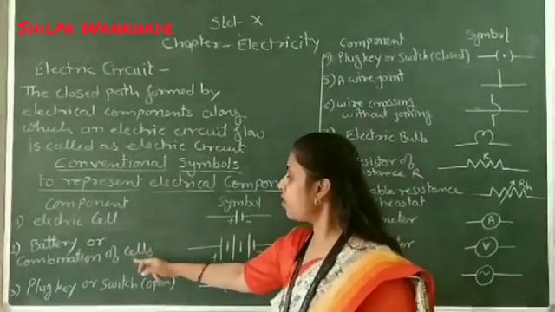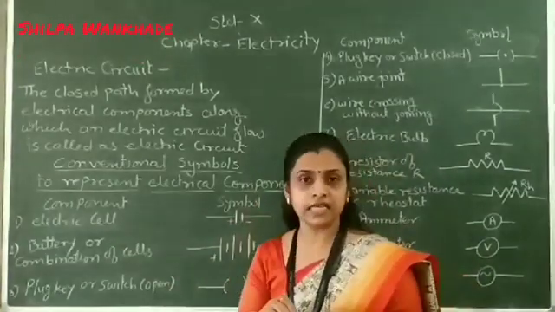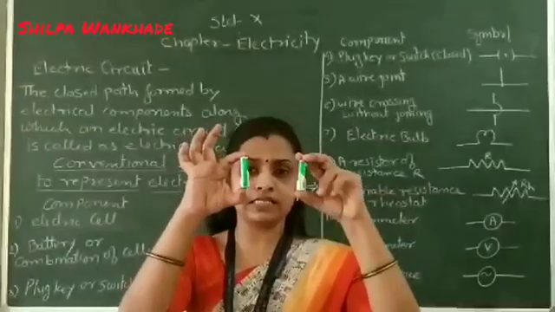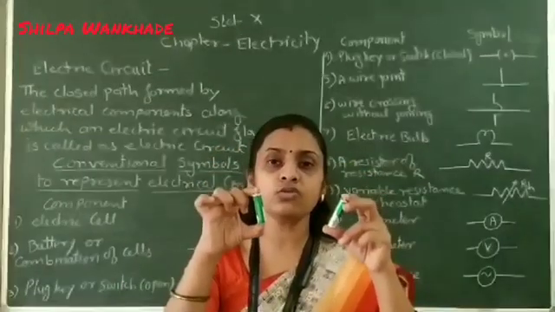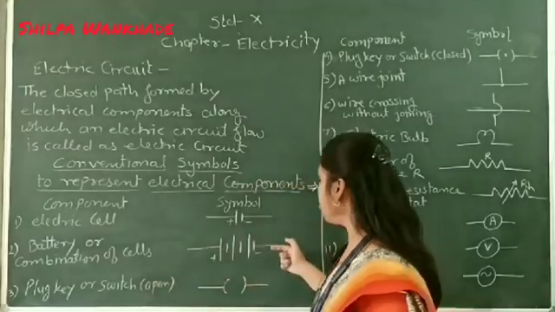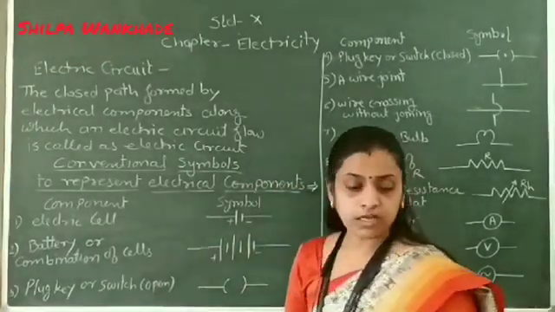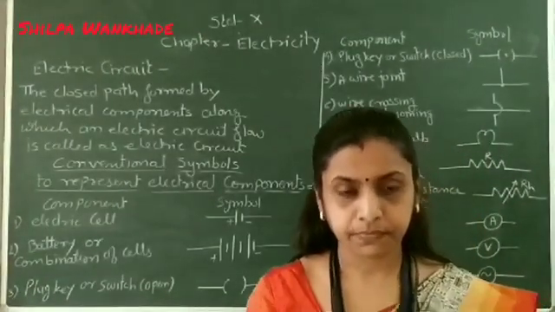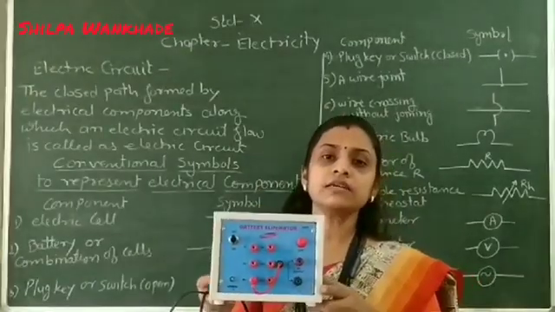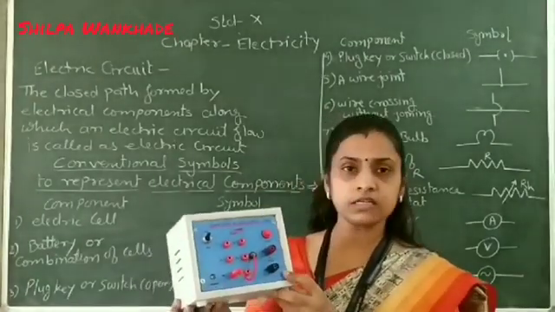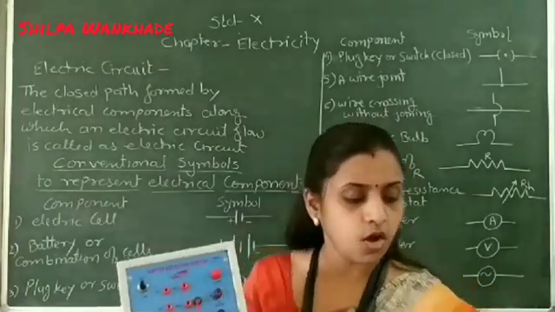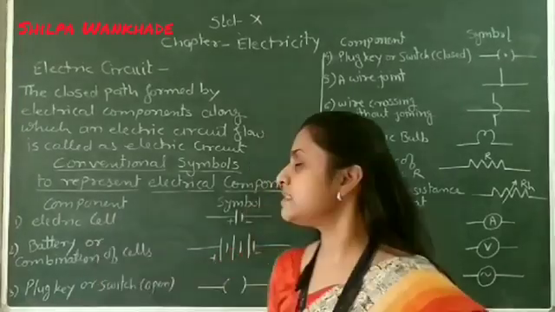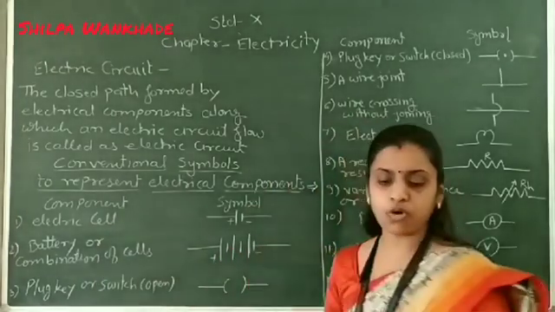Then next is the battery or combination of cells. If there is a single cell, then we use such a symbol. But if there are two or more cells connected in the circuit, then it is shown by such a symbol. Now this is the battery, an external source. So when such a battery or combination of cells is connected in an electric circuit, it is represented by such a symbol.